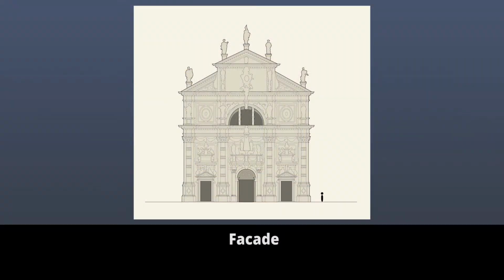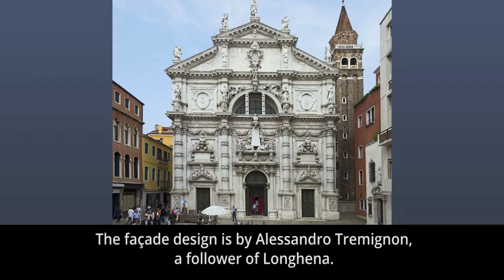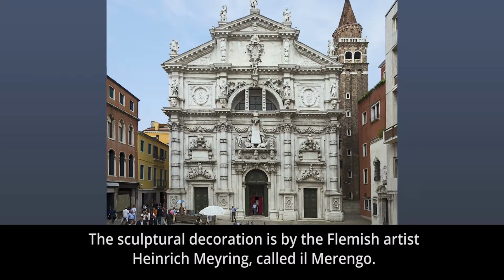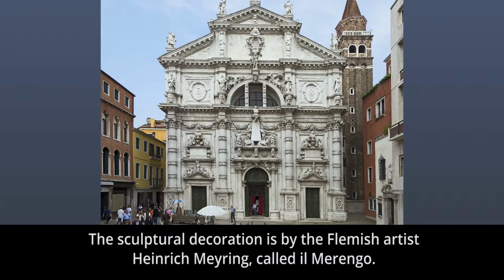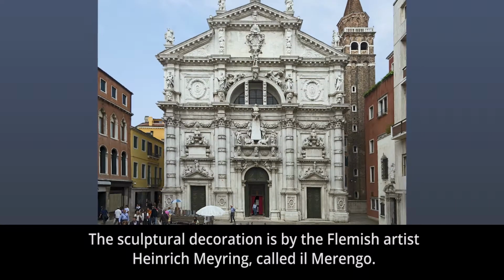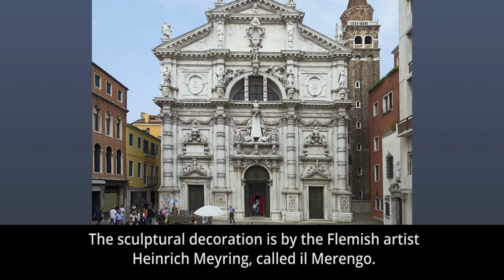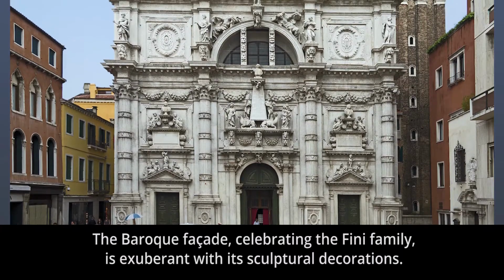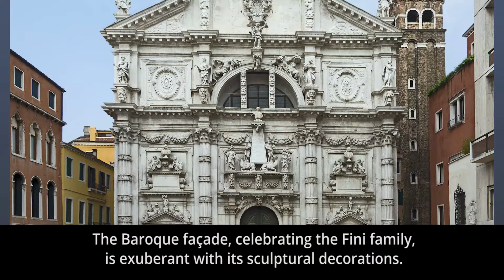Facade. The facade design is by Alessandro Tremignon, a follower of Longhena. The sculptural decoration is by the Flemish artist Heinrich Meyring, called Il Merengo. The Baroque facade celebrating the Fini family is exuberant with its sculptural decorations.